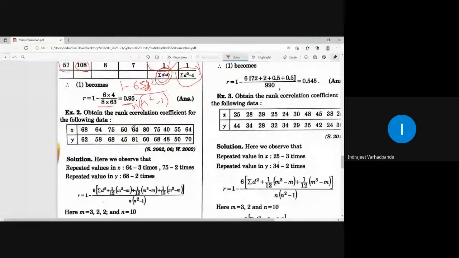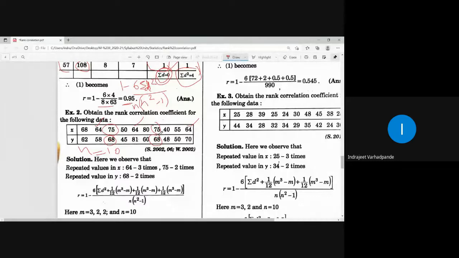Now we can deal with the example wherein we have to calculate ranks for repeated values. Total number of observations: 1, 2, 3, 4, 5, 6, 7, 8, 9, 10. N is equal to 10. In the column of X, I find that the value 75 is repeated. Other than that, 64 is also repeated, right? Then in the column of Y, is anything repeated? Yes, 68 is the observation which is repeated.